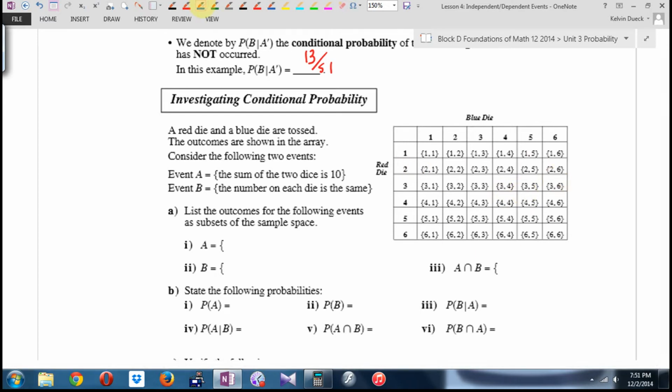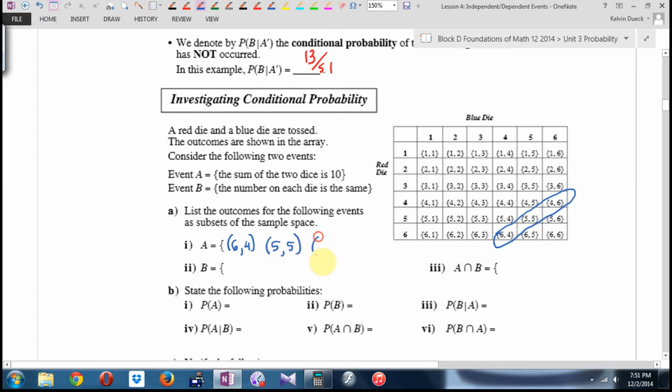We're going to consider the following two events. Event A: the sum of the two dice is 10. Well, that's that group right there. If I listed it, it would be 6 and 4, 5 and 5, and 4 and 6.